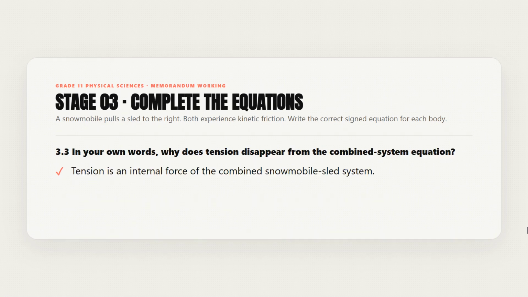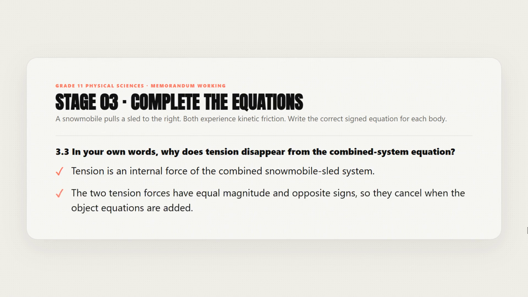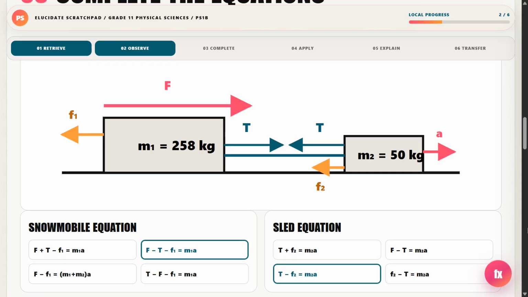Question 3.3. Explain in your own words why tension disappears from the combined system equation. Tension is an internal force of the combined snowmobile and sled system. The two tension forces have equal magnitude and opposite signs, so when you add the two object equations, they cancel. You have completed stage 3. Each object has its own signed equation, and the internal tension cancels in the system equation.